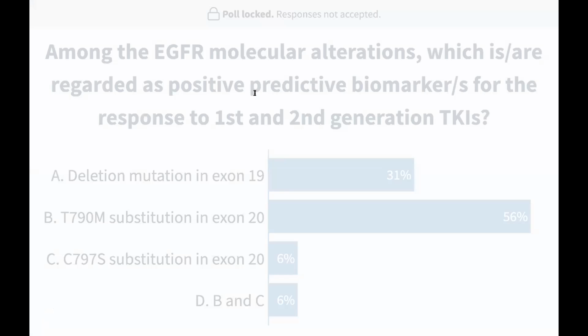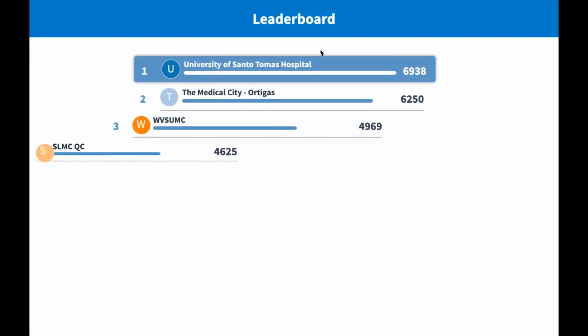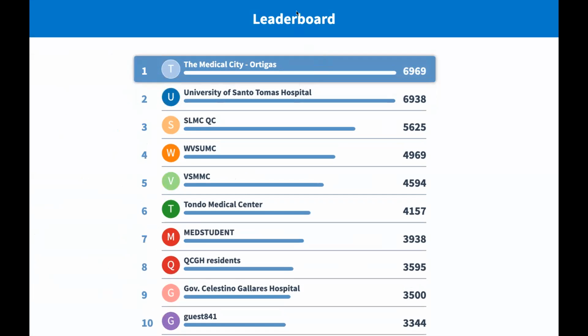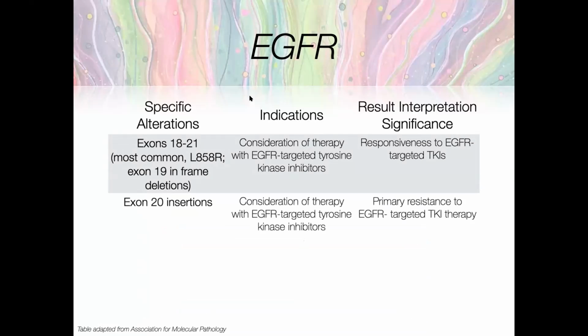Time's up. And the correct answer is letter A, deletion mutation in exon 19. So the two most common EGFR mutations are the L858R mutation in exon 21 and deletion in exon 19. Both of them are regarded as positive predictive biomarkers for response to EGFR TKIs, first and second generation EGFR TKIs like gefitinib or erlotinib. Exon 20 insertions are considered resistant to EGFR targeted TKI therapy.